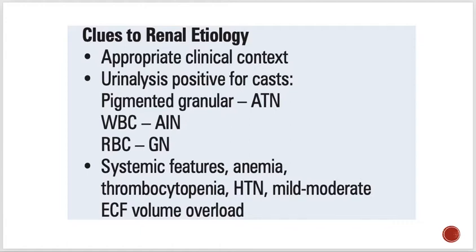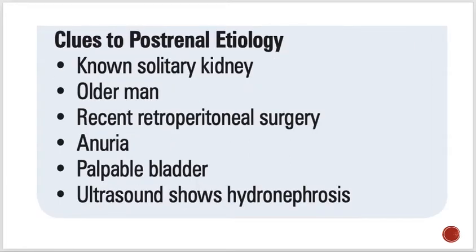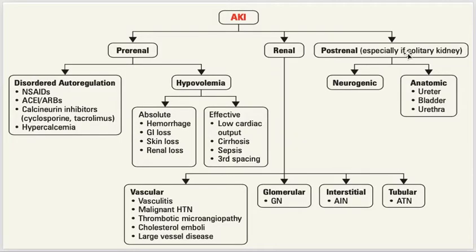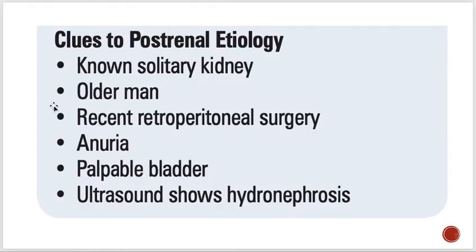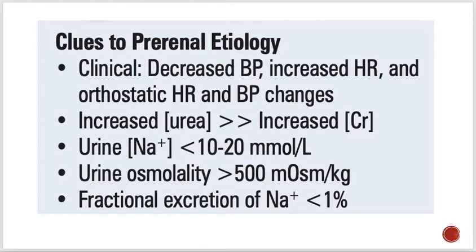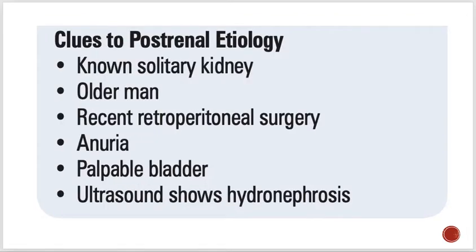And interestingly, when it is a post-renal type etiology, maybe you will find a known solitary kidney, because I told you here that it is more common when the kidney is single, right? It will be an old age patient, or there could be some recent retroperitoneal surgery. There will be anuria. There will be a palpable bladder because it will be full, of course, if the obstruction is after the bladder. And ultrasound will show hydronephrosis, the kidneys will be full of water. So quite easy to remember, guys. The clues for prerenal, the clues for renal, and the clues for postrenal etiology.